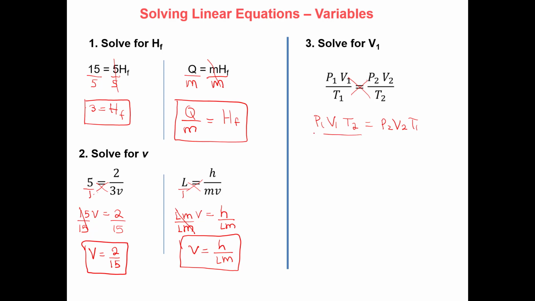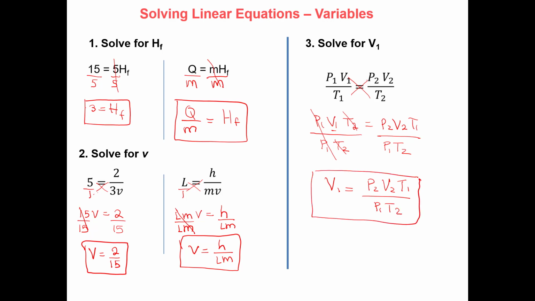Then what we have to do is divide by P1 T2, because we want to solve for V1. This is the variable we want to solve for. And we need to get this variable by itself. Then if we divide by P1 T2, we have to do the same on the other side. This cancels out, and we have V1 equal to P2 T1 over P1 T2. This is the answer.